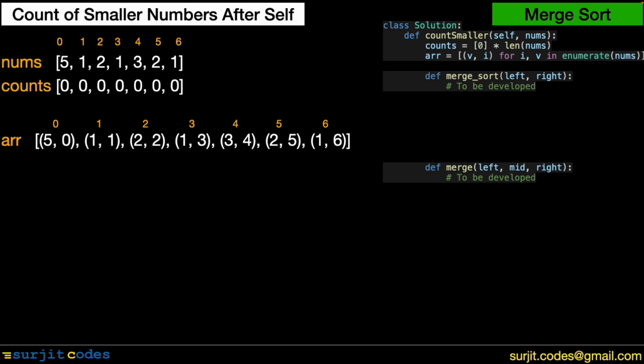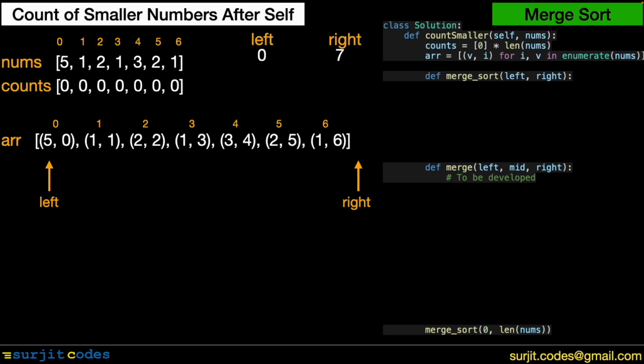Sorting requires two functions, merge sort and merge. In the first call of the merge sort, we use the entire range of nums. We will sort with respect to the zeroth component of the tuples which contain the actual number. In the recursive function merge sort, the initial values of left and right pointers are 0 and 7. In the range left to right, we will sort elements between left and right minus 1.